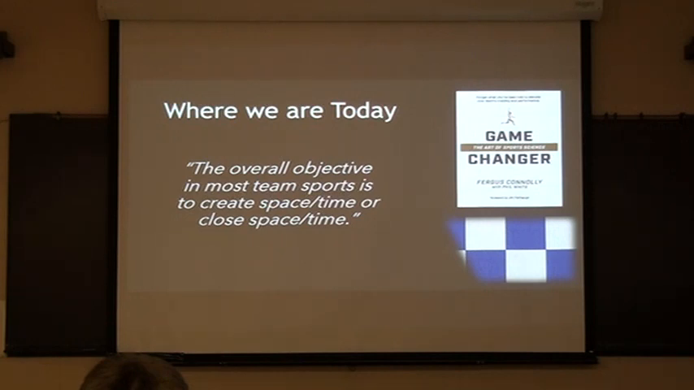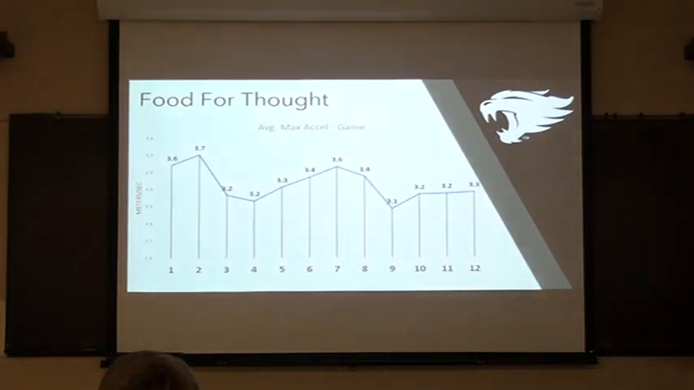But the main thing I took away from his book was the overall objective of most team sports is to create space or time or to close space and time. So now you're looking at the difference on offense and defense. As an offensive player, as a wide receiver, for example, your job on a pass play is to create space, to get separation so you can get open to get the ball. As a defensive back or a defensive player, you're trying to close that space to stop the play from going any further. So that really turned us to that max acceleration variable. Within the context of the game, which is about 10 yards, are you creating that space and are you closing that space? And so this is just kind of where we're at today.